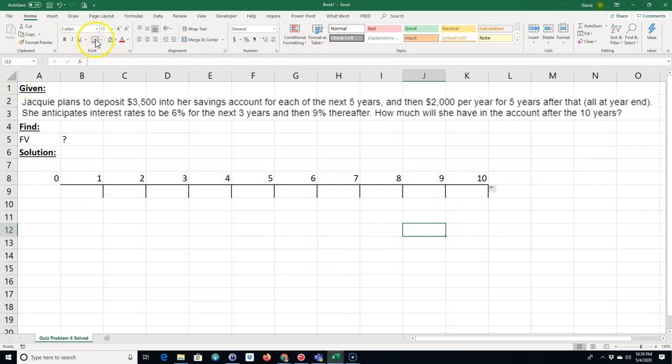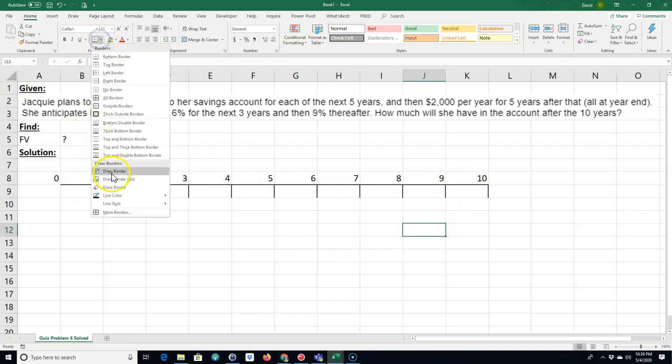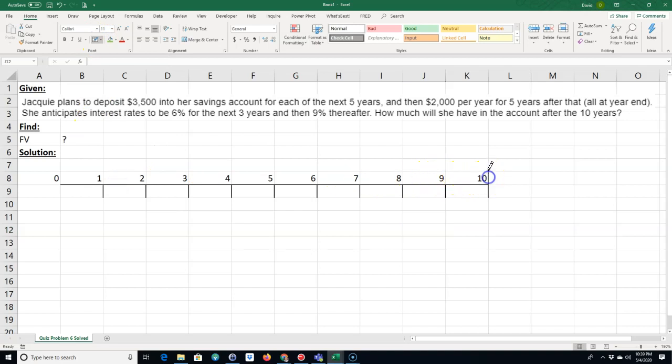And let me go back here and we're going to draw. We want to know what this is right here. I'll make that longer. We're going to say this is some kind of future value. We want to know how much it's going to be in the future.